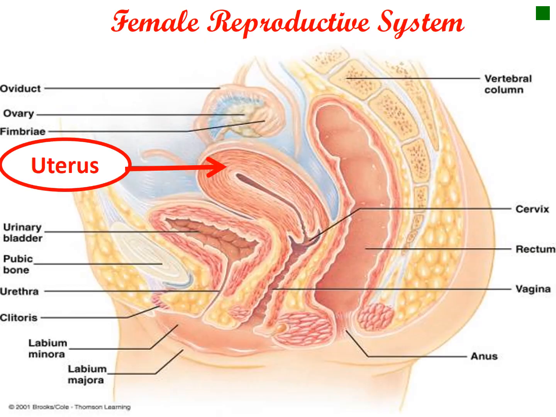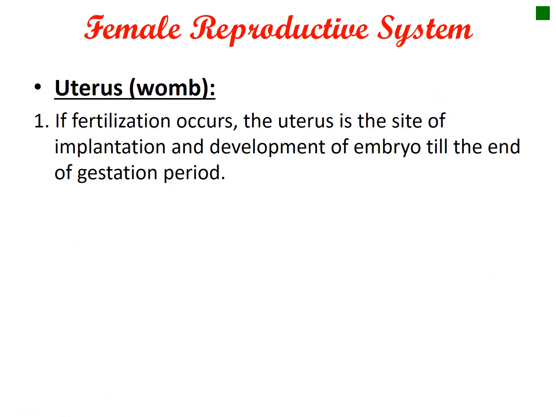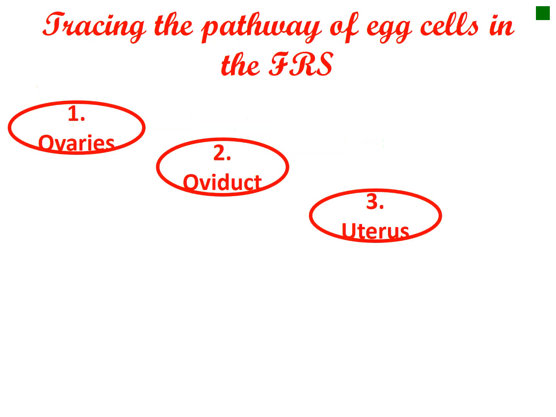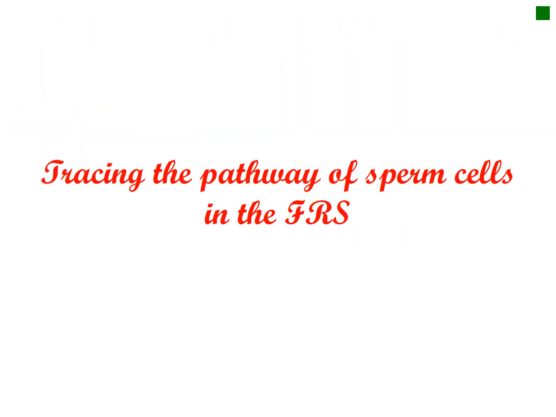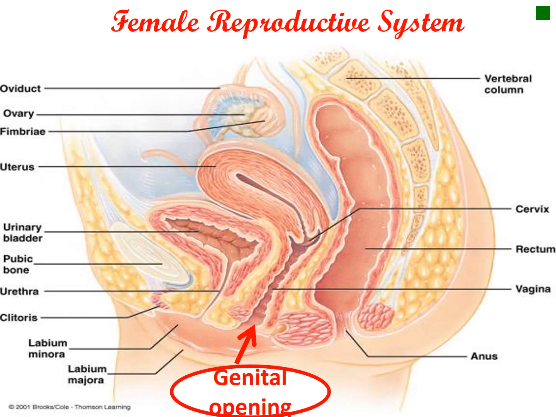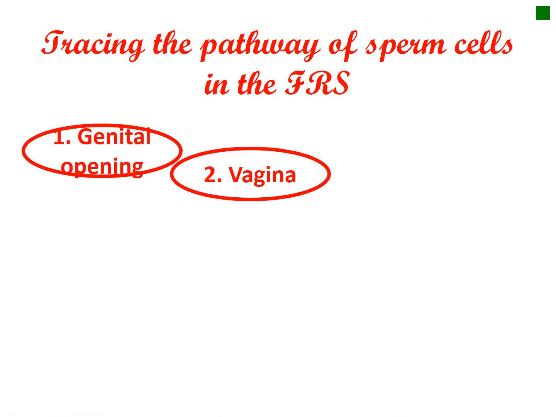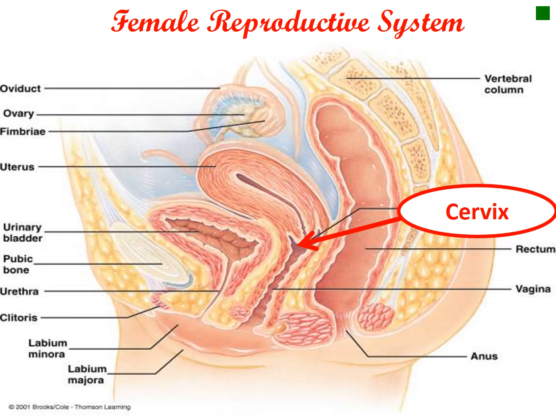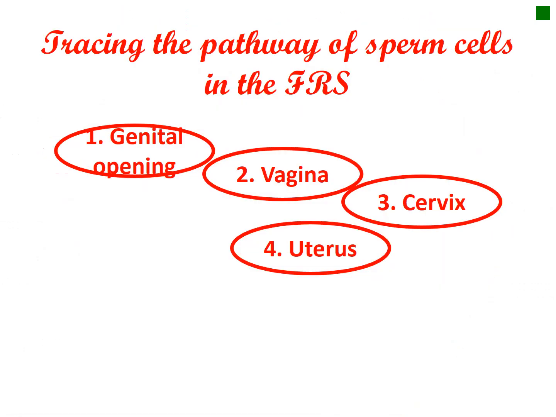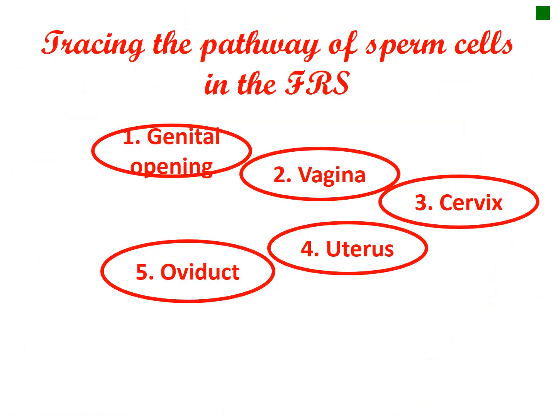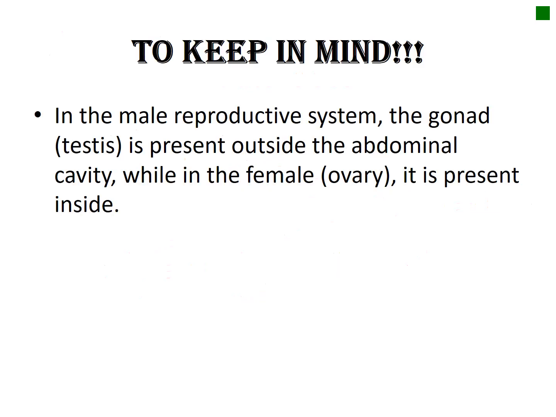The third checkpoint is the uterus. The uterus is the site of implantation of the embryo till the end of the gestation period. Fourth, this is the checkpoint. Tracing the pathway of the sperm cell in the female reproductive system, it will move into the genital opening, then toward the vagina, which is the organ of copulation in the female, then to the cervix, and then to the uterus to reach the oviduct, and this is the pathway.